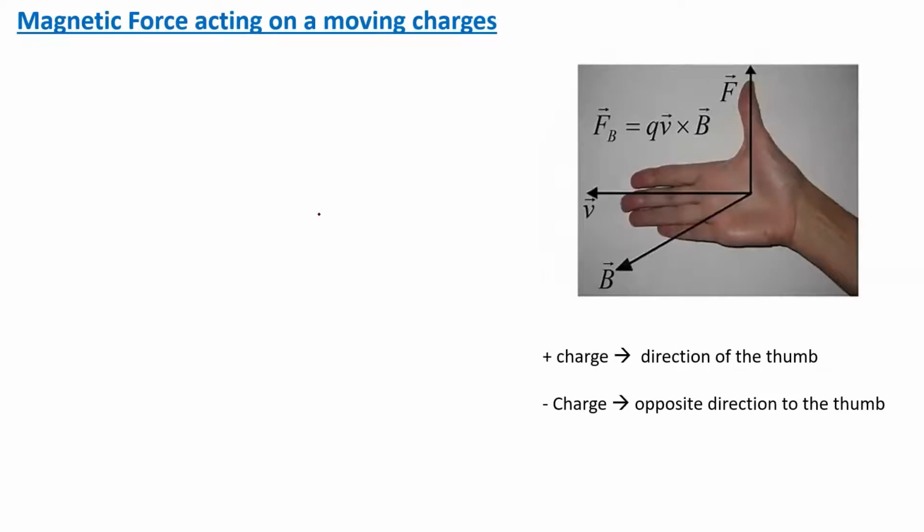Okay. So here we have the next part, which is the force acting on charges. What charges? Moving charges. So it is exactly the same as current, but the equation is a little different. So the force is given by this equation. So for a current, the equation was this, right? I L cross B.